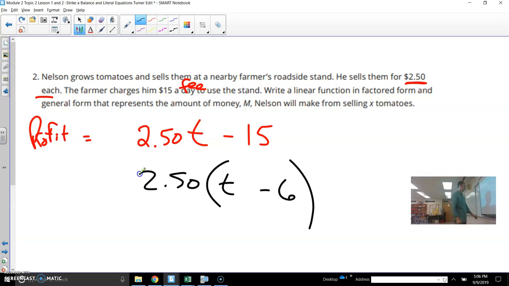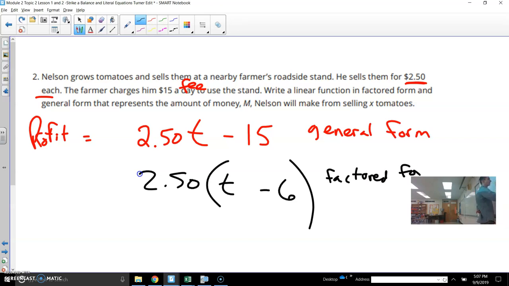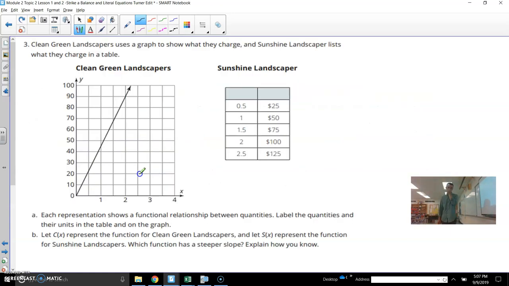So this is your general form. This right here is your factored form. Okay? Factored form means it looks like distribution. It's a form of multiplication because it sits next to each other, like multiplication does.